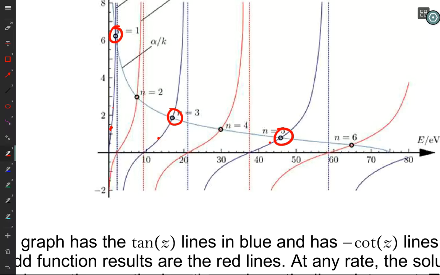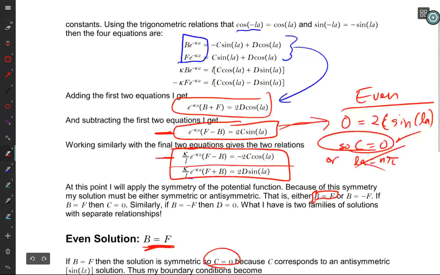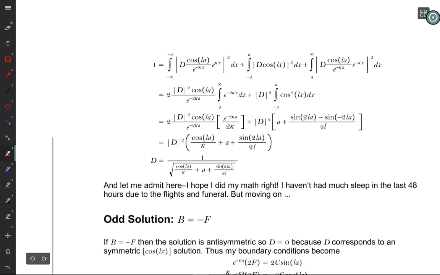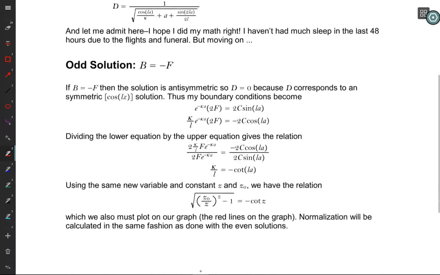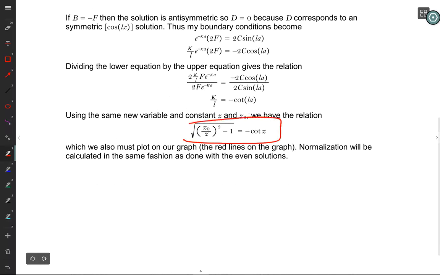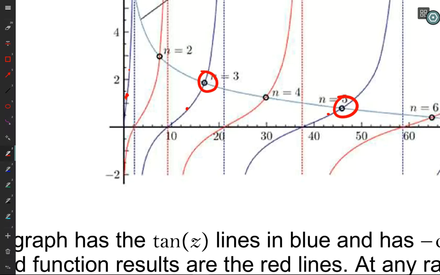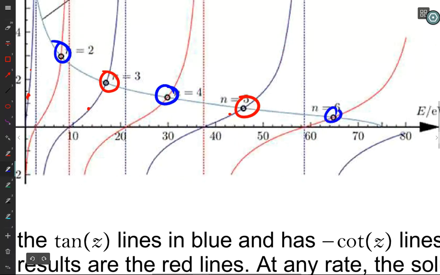But then you have the odd solutions. If you go back and do the same thing, except you choose the odds. Actually, do I do the odd solution here? Yeah. So if you go back and choose B equals minus F, by doing the same work, you have a cotangent Z. And this graph has the cotangent Z's plotted in red. So your odd solutions now are going to be here, here, and here.